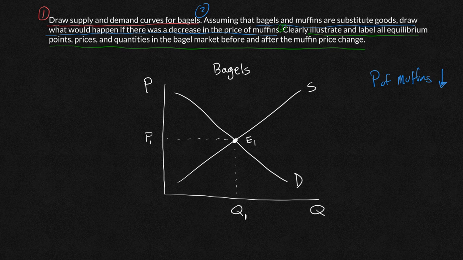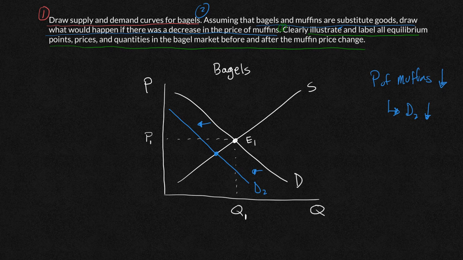Well, what do you think the market for bagels will do if muffins become cheaper? Since they are substitute goods, which we talked about up here, I'm going to substitute into the cheaper good. So we're going to go away from bagels and into muffins because they are cheaper. That means the demand for bagels will decrease or move to the left. So let's call this D2 for demand 2. I always like to put arrows to show which way it's moving. The price of muffins going down is leading to demand decreasing, moving to the left.